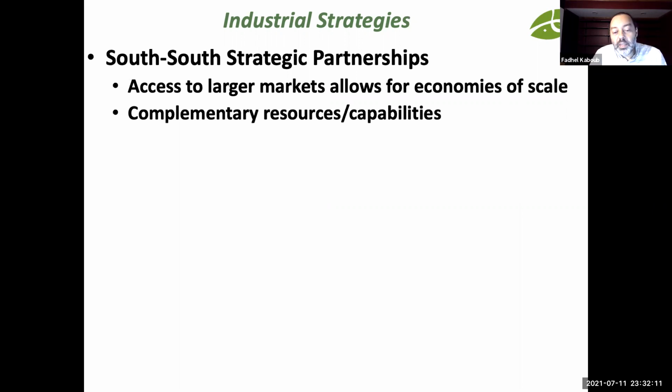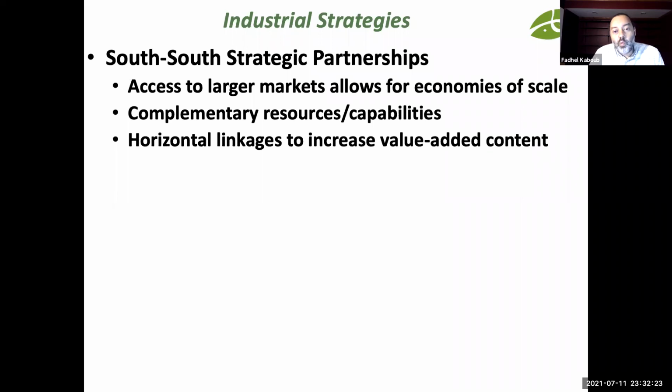Focus on complementary resources and capabilities within a regional trading bloc of developing countries who can complement each other in a strategic way. Once you have that larger industrial base, you can start to produce horizontal linkages within your industrial system in order to increase the value-added content of what you manufacture. So instead of working as an assembly line for the global north, you create a regional trading bloc and a strategic industrial cooperation where you can capture more of the value added within the trading bloc as a result.